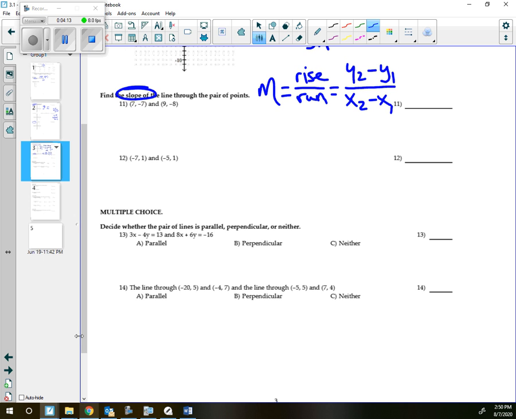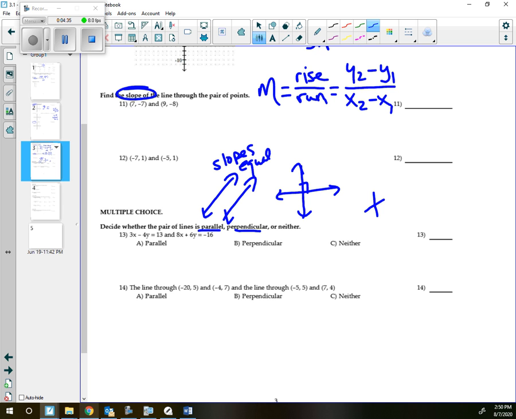All right, parallel, perpendicular, or neither. So 2 lines can either be parallel, meaning they don't cross at all, or perpendicular, where they cross at what angle? 90 degrees. Or they could be neither. They could just cross in some other fashion. So what do you know about 2 lines that are parallel? Well, they have the same rate of change, or slope, so their slopes are equal.